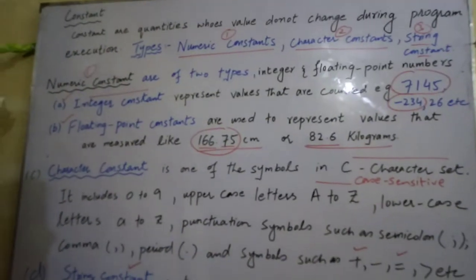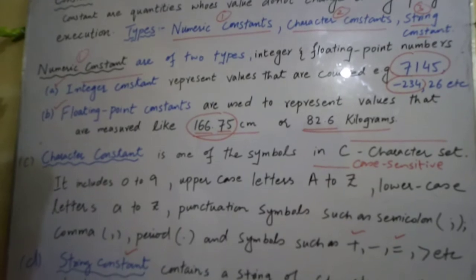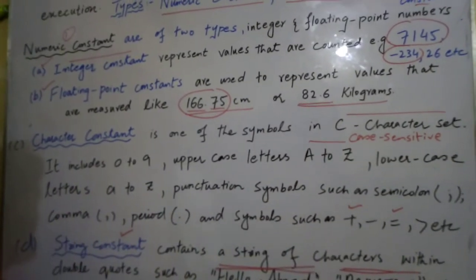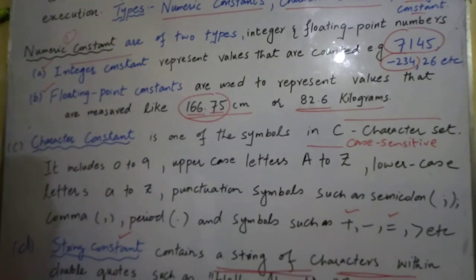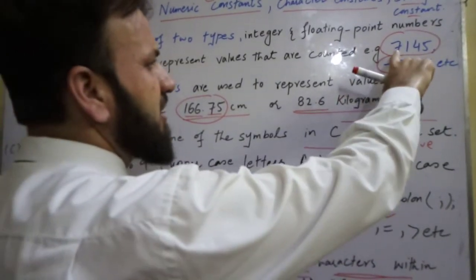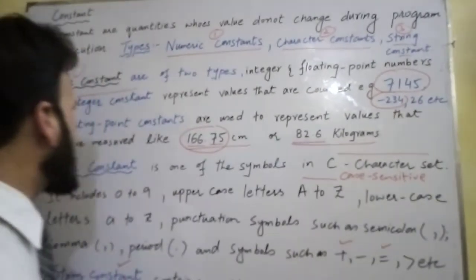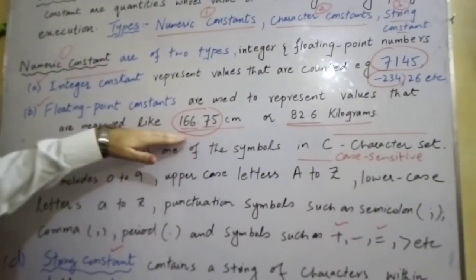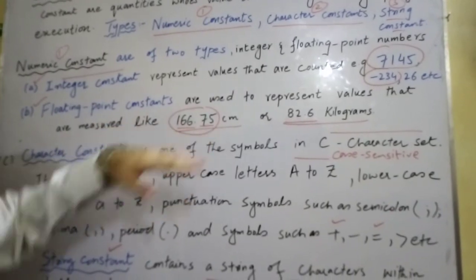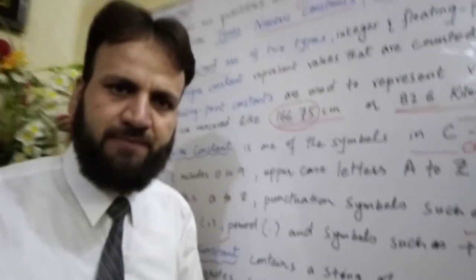First numeric constant, second character constant, and third string constant. In numeric constants we have integer constants, which are whole numbers, whether positive or negative. And in floating point constants we have real numbers that contain the integral portion and also the fractional portion. Okay ji.